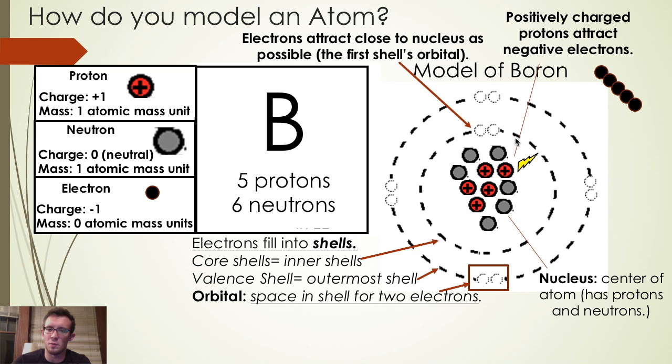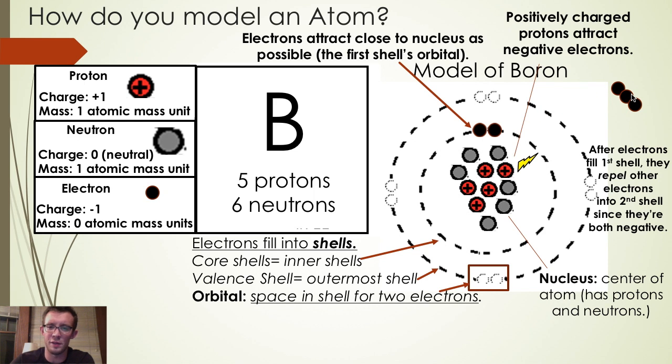And these electrons will attract as close to the nucleus as possible. So the first 2 electrons will attract into the first shell's orbital. But after electrons fill the first shell, they'll end up repelling other electrons into the outer shells. Since both of these electrons are negative, they repel each other. And the remaining electrons will repel into the second shell as well.